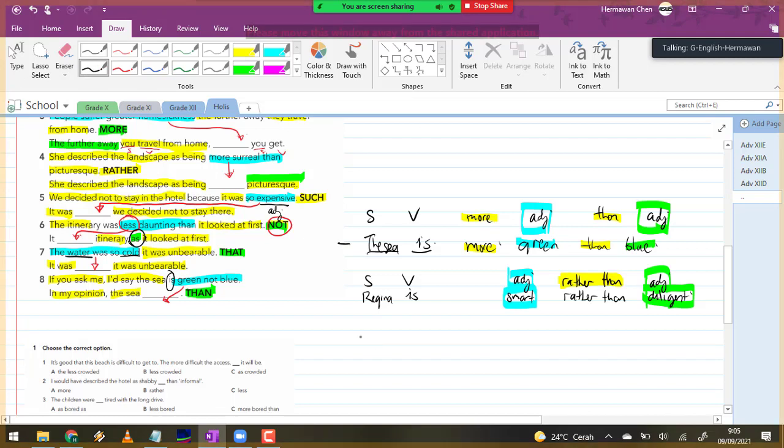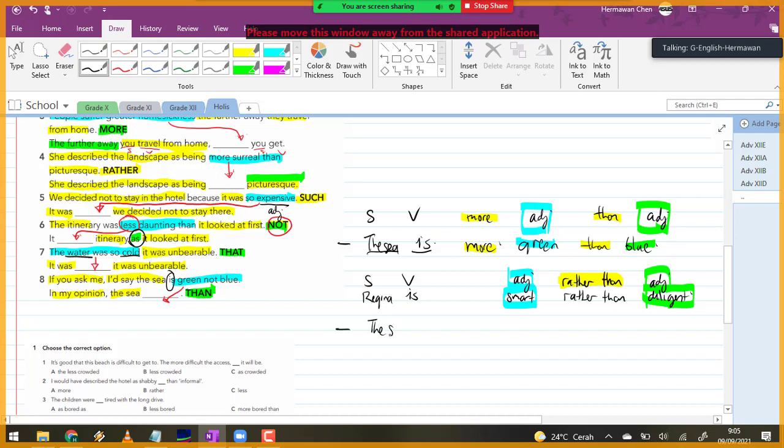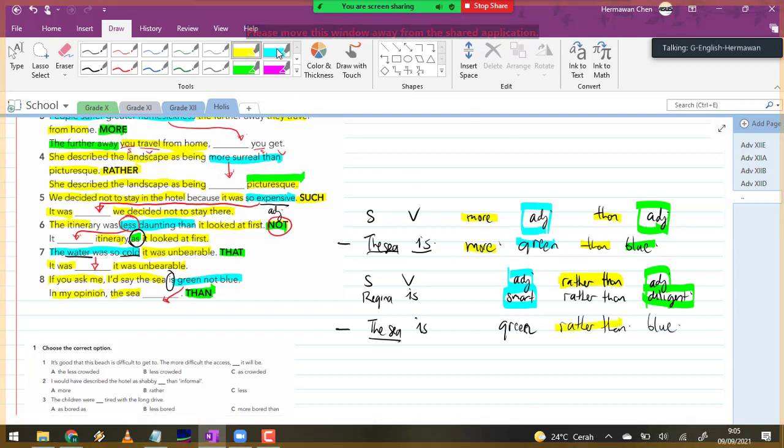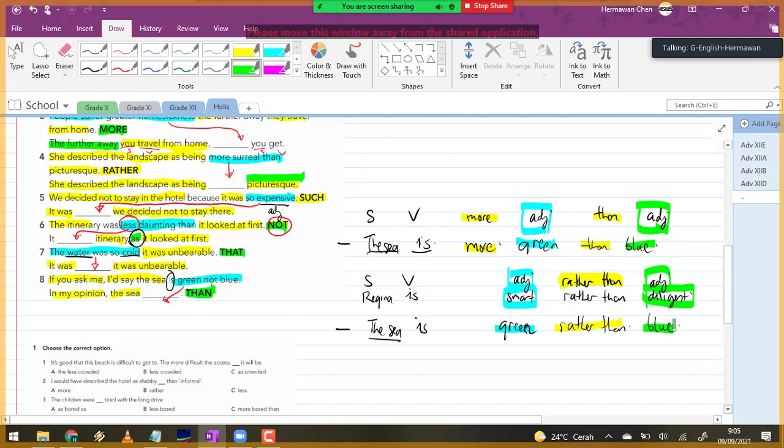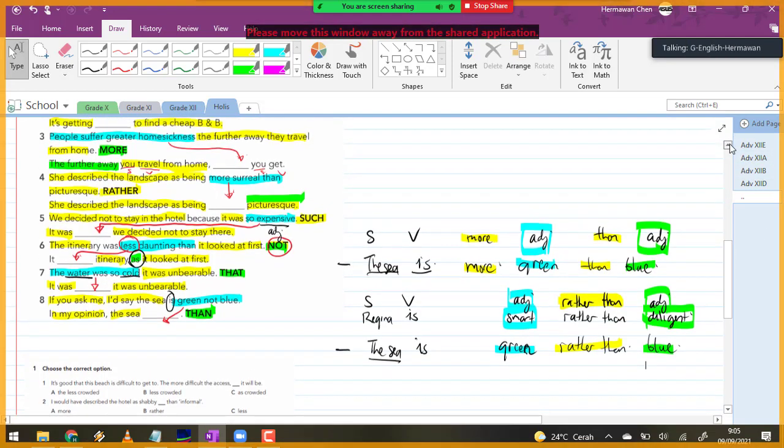If you want to use the second pattern rather than, it becomes the sea. Let's start with the subject, the sea, and then the verb is, first adjective, green. Continue with the pattern, rather than, and then the second adjective, blue. That's it. There are two answers, up to you which one you want to use. That's number 8. There are two answers. Any question?